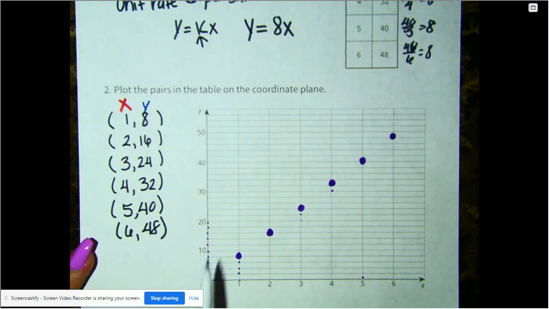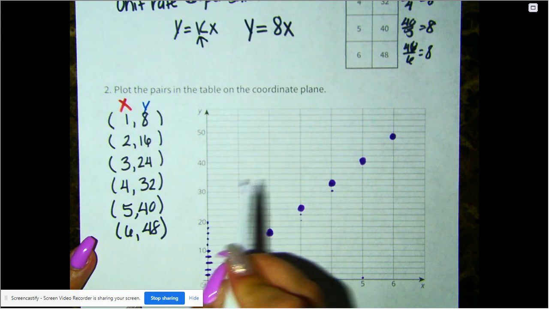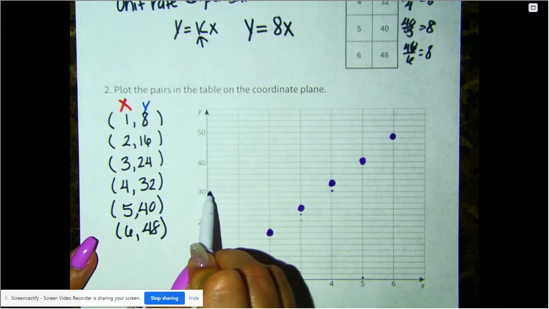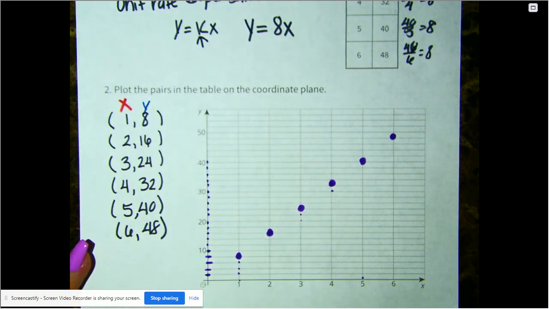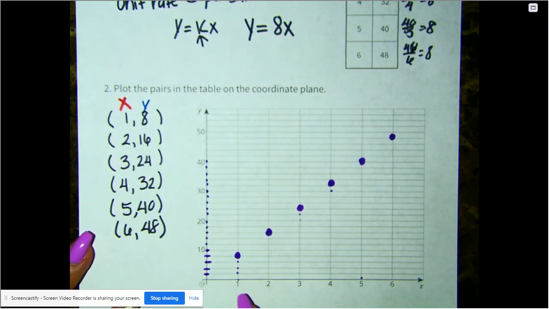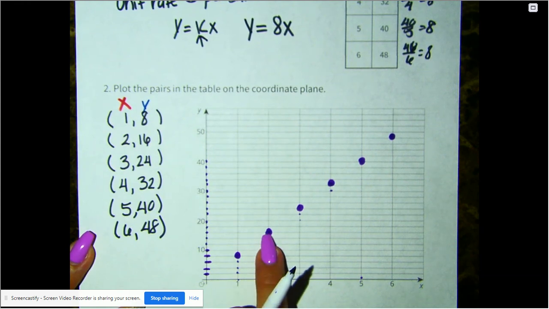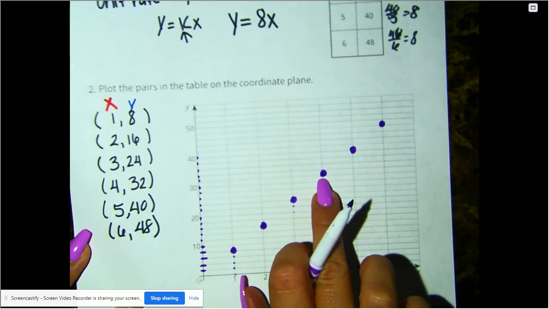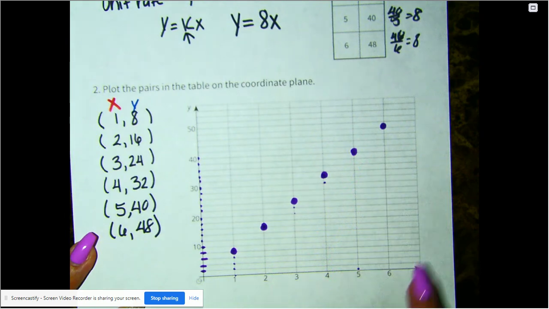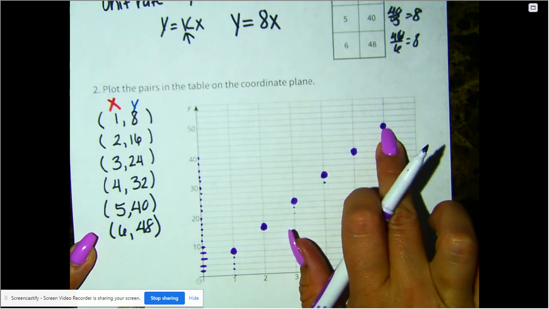And again, I realized that my scale here was going up by twos. 2, 4, 6, 8, 10, 12, 14, 16, 18, 20, 22, 24, 26, 28, 30, 32, 34, 36, 38, 40, so forth and so on. So my scale was going up by twos, and I just plotted my points: (1, 8), (2, 16), (3, 24), (4, 32), (5, 40), and (6, 48).